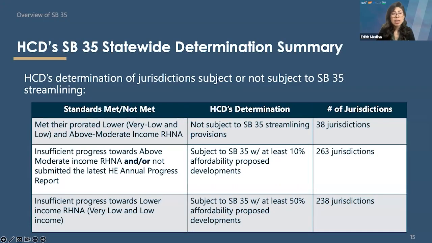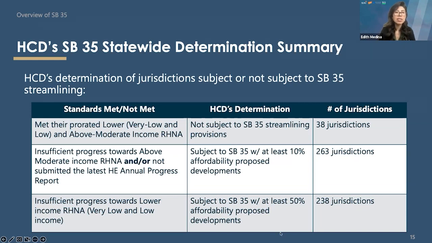So HCD has published, and they have done it every year, the SB 35 Statewide Determination Summary. The last one they published was in June of 2022, where they determined which jurisdictions are subject or not subject to SB 35 streamlining.